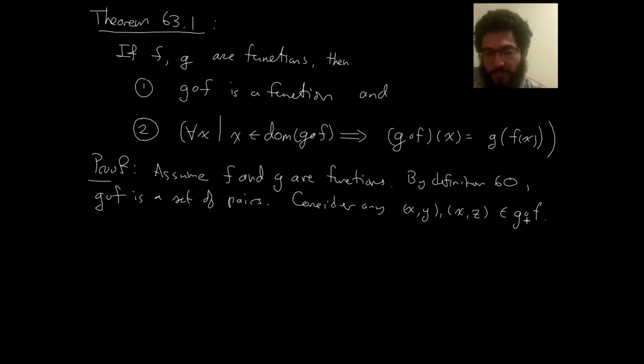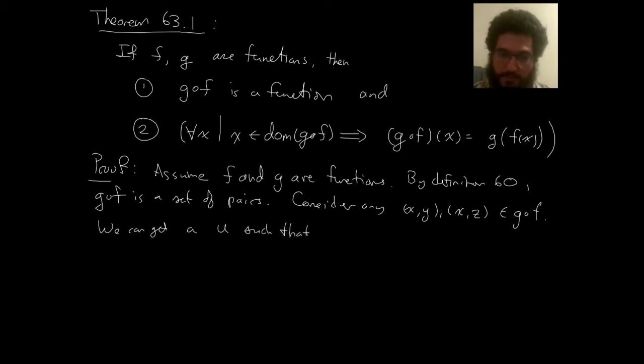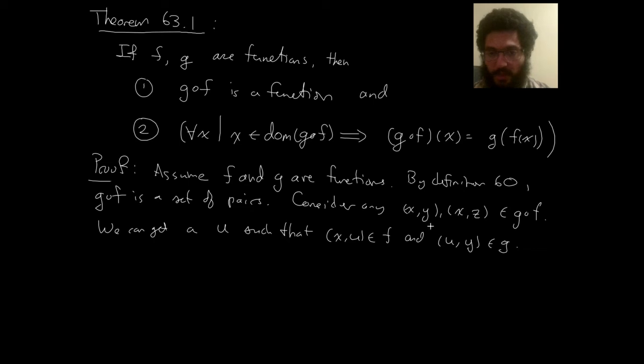These are elements of a composite, so this is something that I can unpack. This implies that there is a middleman, right? These are two membership statements, actually. This is in G composed with F, and this is in G composed with F. So for each one, I can get a middleman. So we can get a, let's call it u, such that (x,u) is in F, and (u,y) is in G. So that's me using the membership of this in the composite.